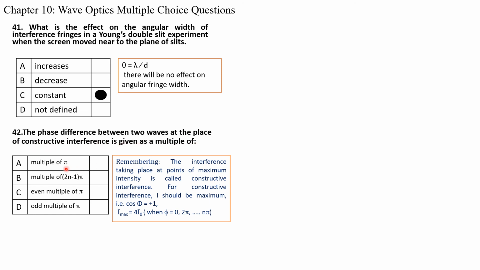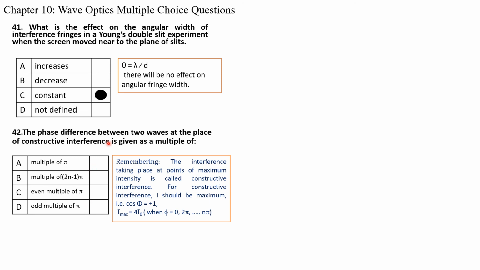Now 4 options are given. A, multiple of pi. B, multiple of 2n minus 1 pi. Option C, even multiple of pi. And option D, odd multiple of pi. Now we have to recall.